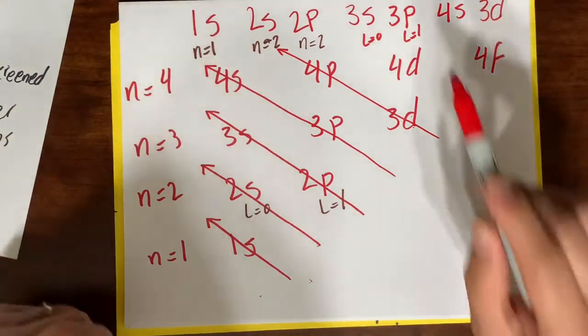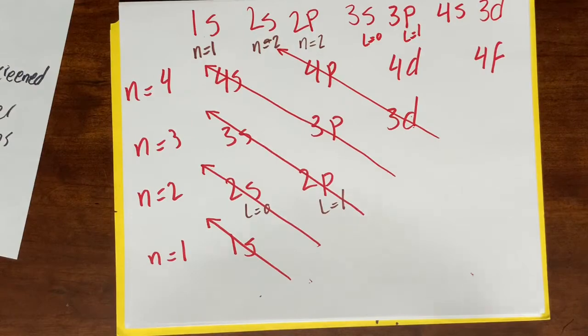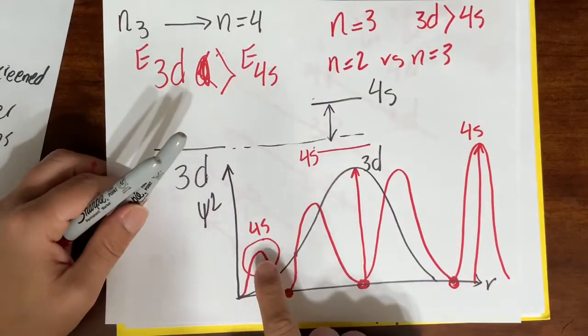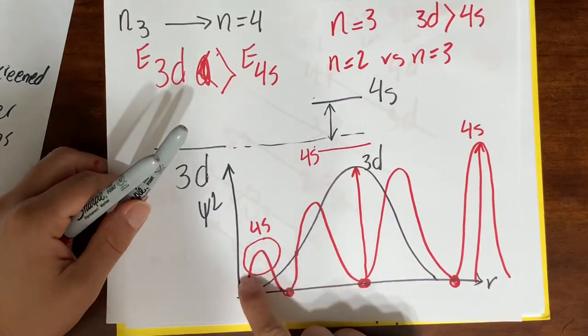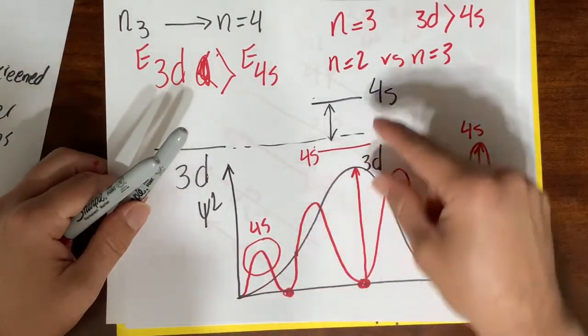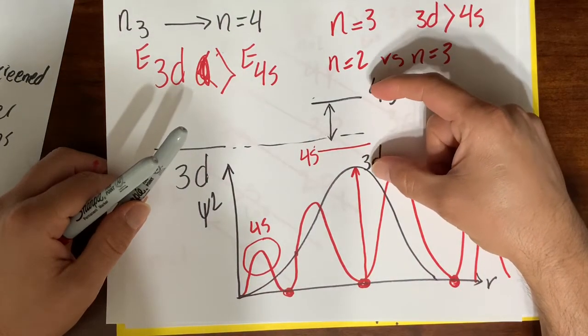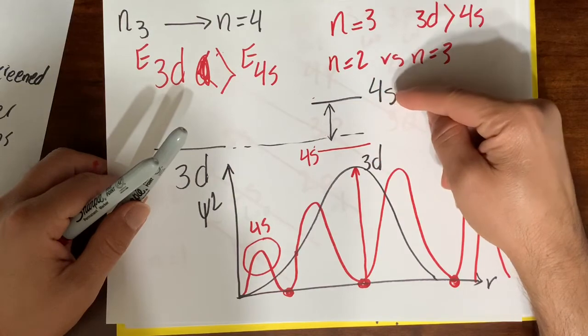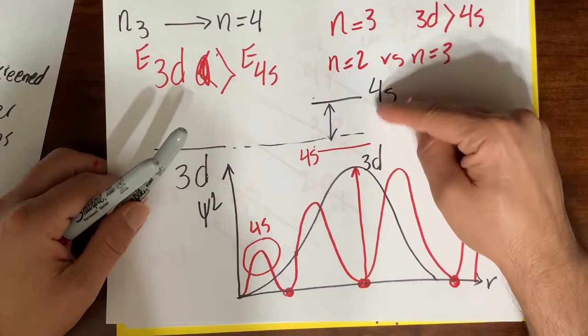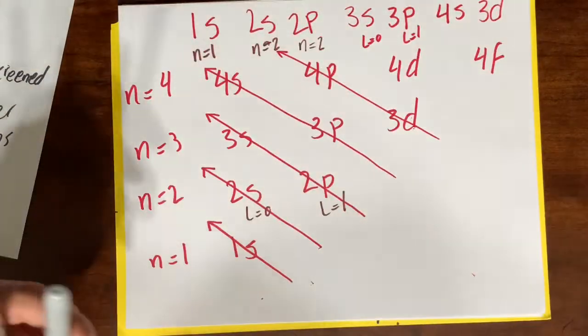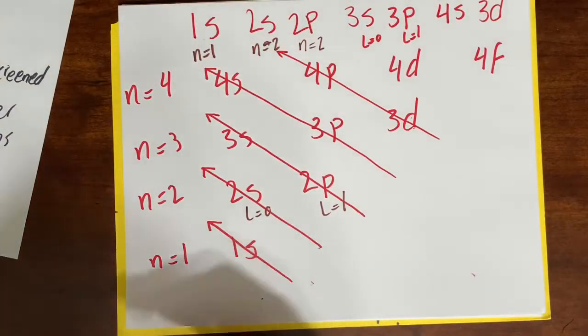And that was because of the penetration that I mentioned. I said 4s has penetration close to the nucleus, and that penetration will pay off this gap, and it will make the 4s orbital lower in energy than the 3d orbital. Okay.